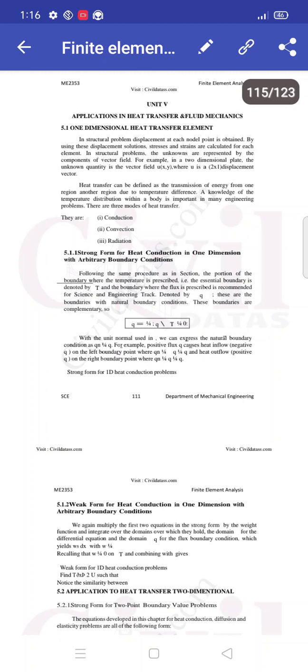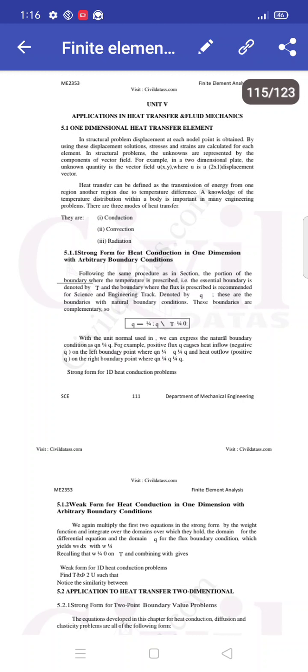Heat transfer can be defined as the transmission of energy from one region to another region due to temperature differences. A knowledge of the temperature distribution within a body is important in many engineering problems. There are three modes of heat transfer: conduction, convection, and radiation.